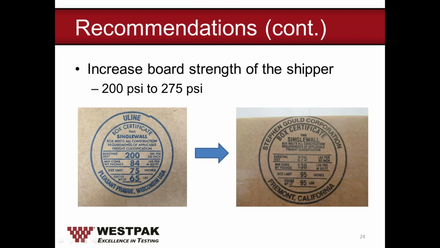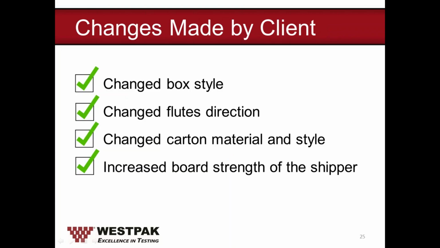We also recommend increase the board strength of the shipper. He had a 200 psi single wall board strength. We said try 275 psi to give him more compression strength. So the client made every single change that we recommended. He changed the box style, he changed the flutes direction, he changed the carton material and the style, and he increased the board strength of the shipper.